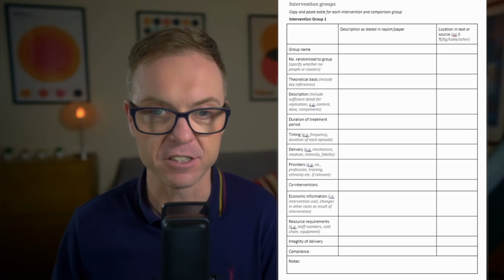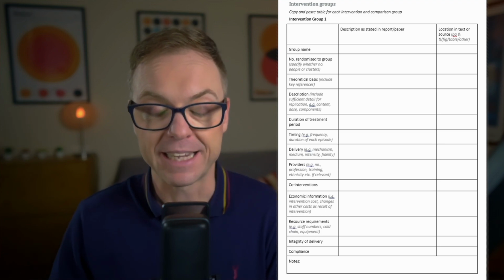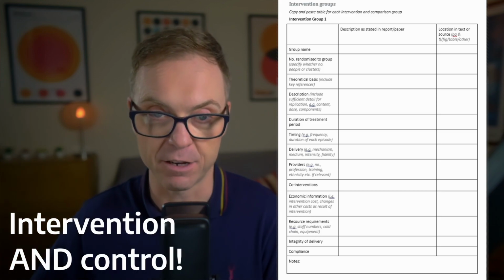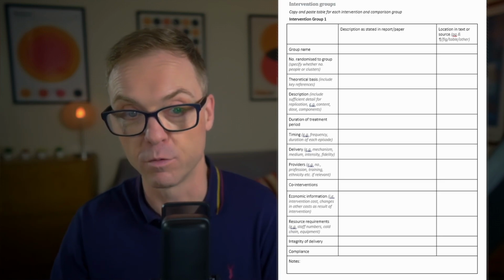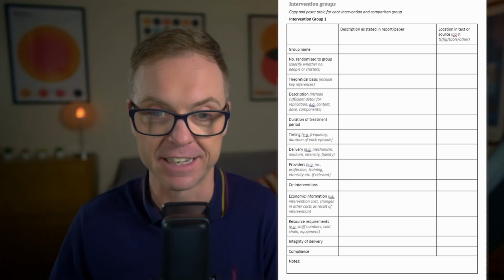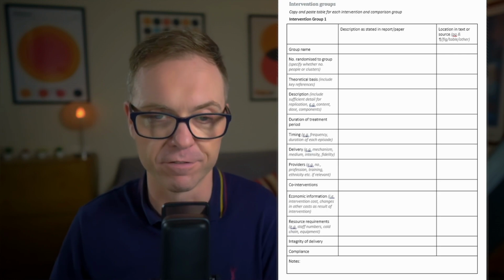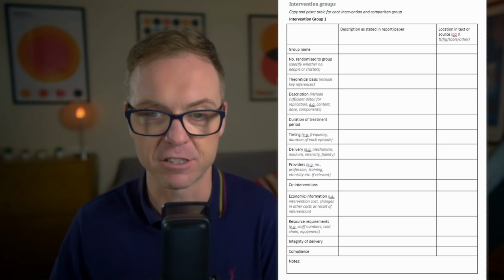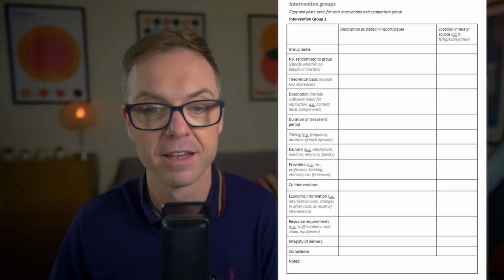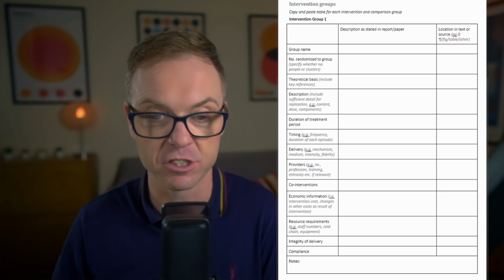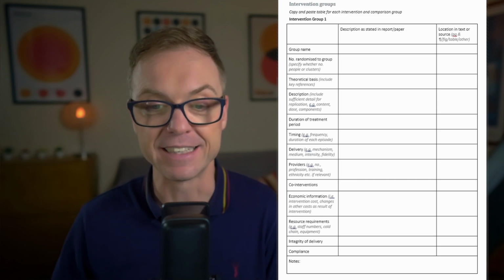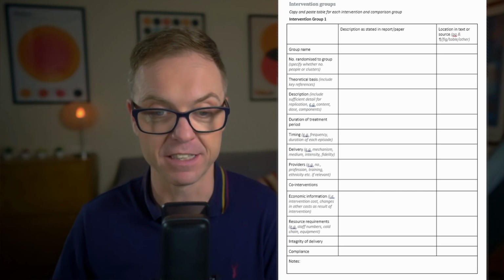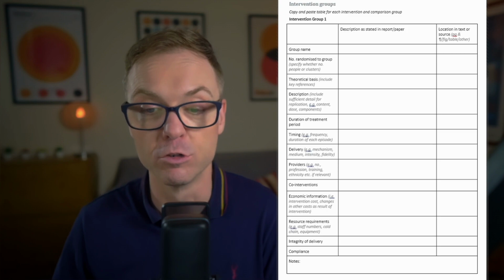In terms of the intervention, obviously you're going to need to cut and paste extra intervention group sections depending on how many intervention groups you've got. So this is for where you've got one intervention group. You need to give it a name. You're going to need to look in the consort flow diagram as to how many were randomized to this group. Any details of the theoretical basis of the intervention, pop that here. Then cut and paste in the description of the intervention, duration of treatment period, any details of the timing or frequency of the intervention, any details of the delivery mechanism of the intervention, any details about who delivered the intervention here.